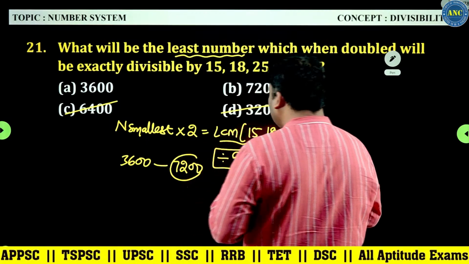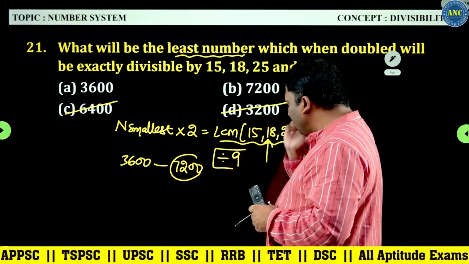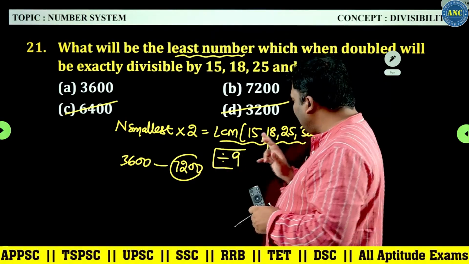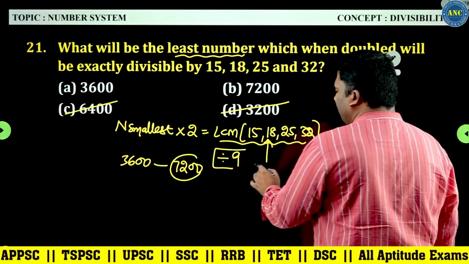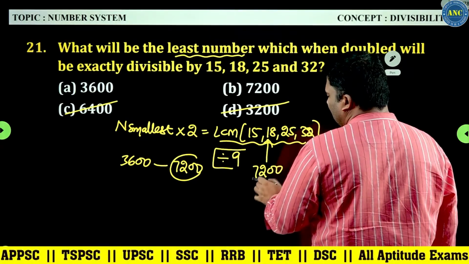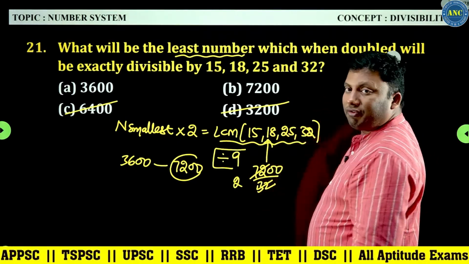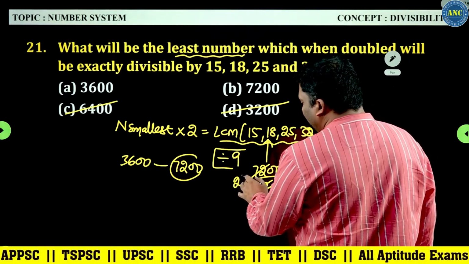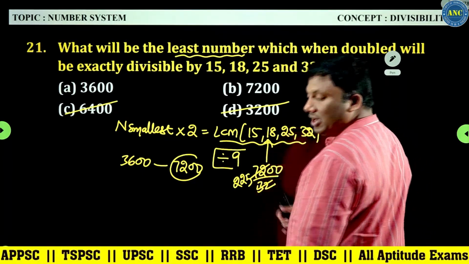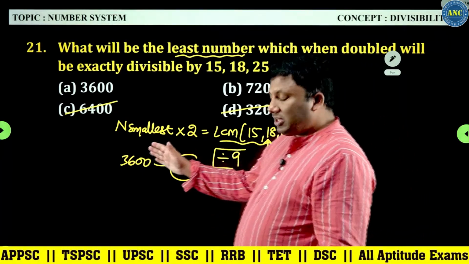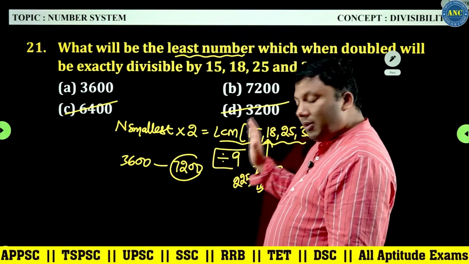7200, is it divisible by 32? 25 is divisible, right? 18 is divisible, 15 is divisible. 32, please check it out. 7200 divided by 32. 32 2s are 64, 80. 34 2s are 64. Right, 160, 225. Yes, it is divisible. 3600, if I double it, I get 7200, which is the smallest.